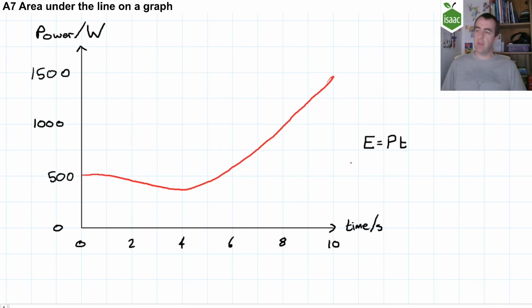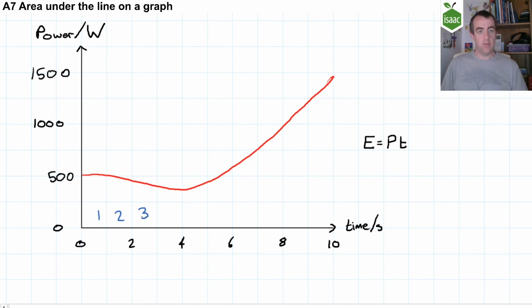Perhaps you have a graph that looks like this, and we want to know the amount of energy transferred in 10 seconds. Well, we know that the energy is the product of the power and the time, but because the power is a function of time, we're going to have to find the area. We can't break this down into any sensible shapes or use the trapezium rule, so we'll have to count the squares. And let's do that.